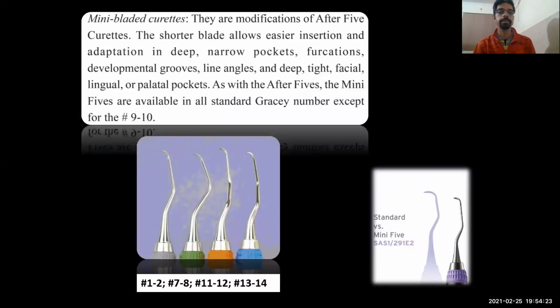Now, coming on to the mini bladed curettes, they are a modification of After Five curettes. After Five curettes are a modification of Gracey, and these are again a modification of the After Five curette. Now, what is the difference? As the name suggests, mini bladed curette. These have very small blades. These are the numbers 1, 2, 7, 8, 11, 12, and 13, 14. Now, the blade, this is the blade. This is much smaller than the actual Gracey curette. See, this is a very long blade, and here it has a very small mini blade.